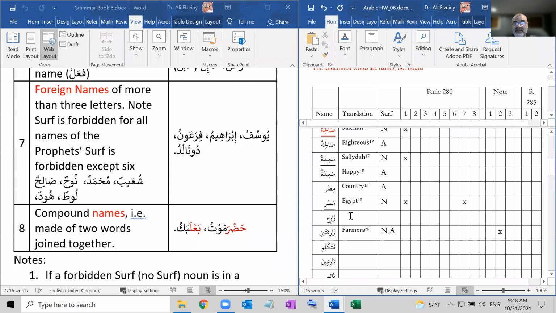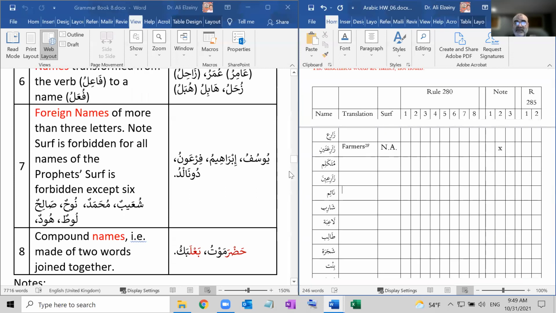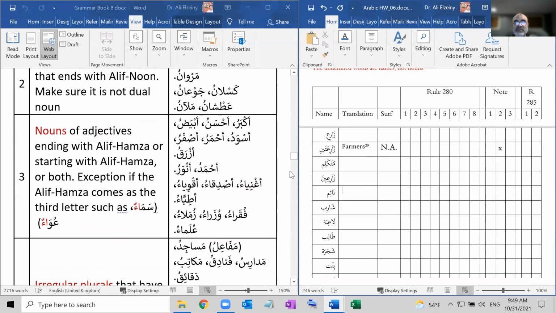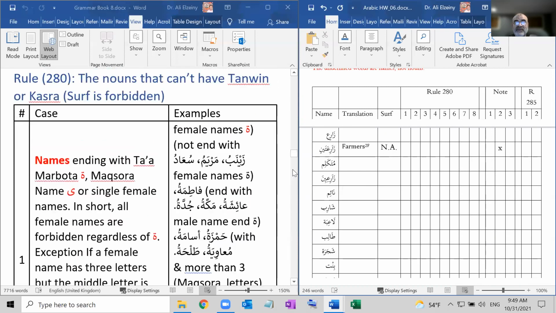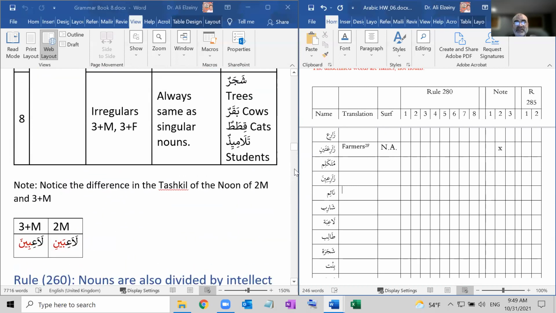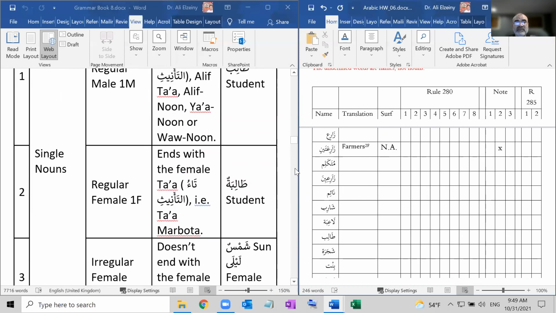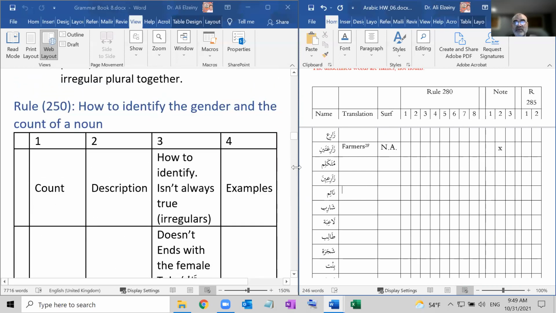Zara. Let me jump to here. Naim. This is how it's going to be recognized. I want to find out the translation of Naim. So the first step is to see what the gender and the count are. So we go back to rule 250, Naim.